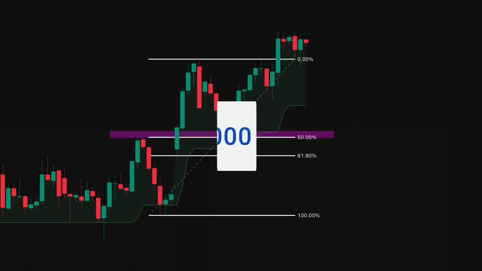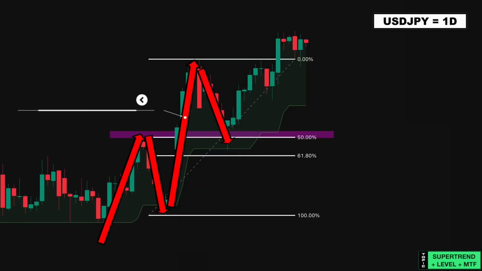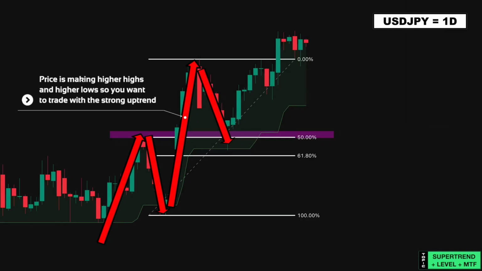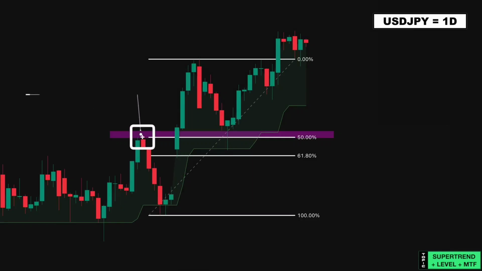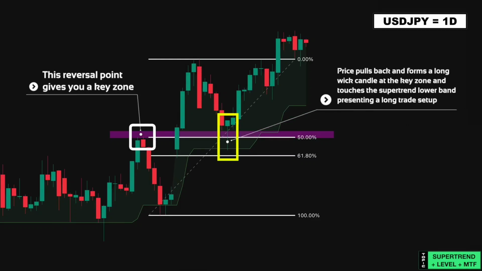This is the dollar-yen currency pair, daily time frame. Price is making higher highs and higher lows, so you want to trade with the strong uptrend. This reversal point gives you a key zone. Price pulls back and forms a long wick candle at the key zone and touches the super trend lower band, presenting a long trade setup.